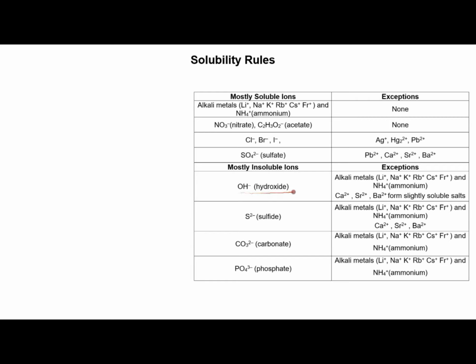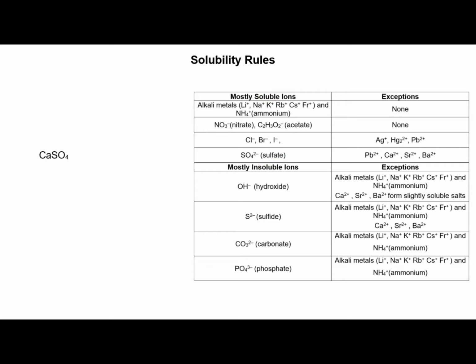So hydroxide salts are mostly insoluble except if you have an alkali metal or if you have any of these cations. So when using this table, make sure you know if you're talking about a mostly soluble ion or a mostly insoluble ion. Now let's do some examples.